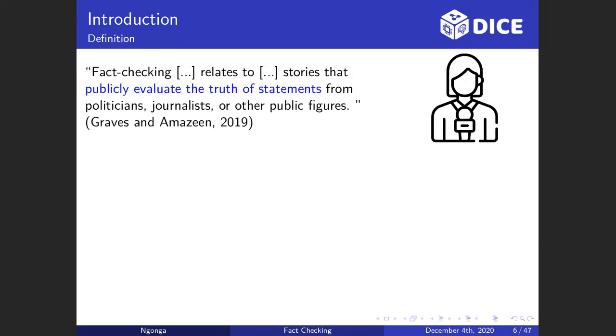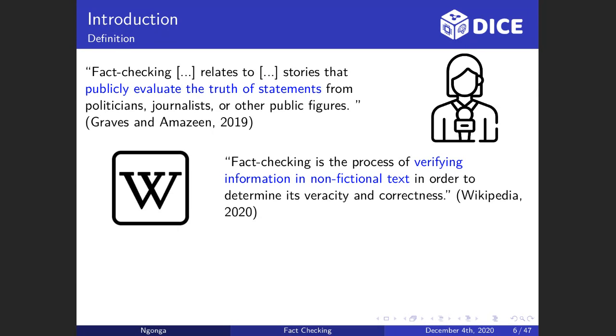Now, there are quite a few different definitions of fact checking. If you look at the works done in journalism, for example, by Graves and Amazin in 2019, they defined fact checking as relating to stories that publicly evaluate the truth of statements from politicians, journalists, and other public figures. So these are the type of guys who basically generate a figure like the Trump figure, which I just showed. That's basically the journalistic definition. If you look at something like Wikipedia, I would say fact-checking is a process of verifying information in non-fictional text in order to determine its veracity and correctness.